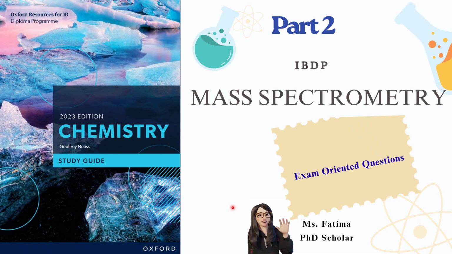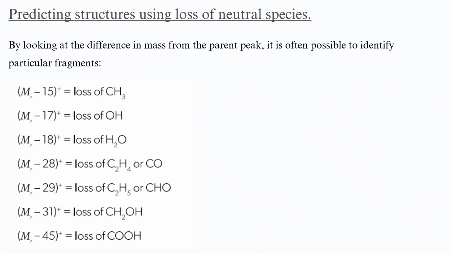Okay, this is our part 2 for the mass spectrometry session. In this session, we will also discuss the exam oriented questions along with the topics which are associated with mass spectrometry. Now, firstly, we will be understanding how to predict structure using loss of neutral species.